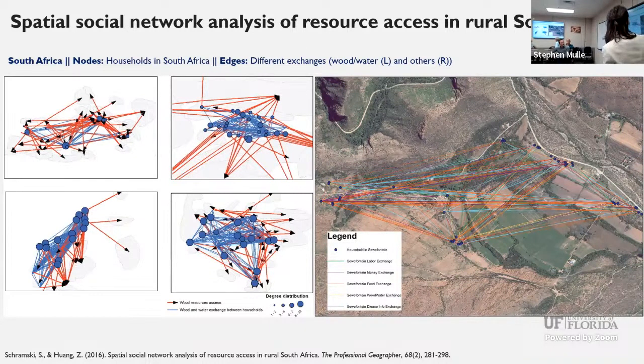And then when you map this, when you overlay this on top of an aerial image, you get to see a little bit more of the background here. We have a labor exchange, we have money exchange, food exchange, wood and water exchange, and then diverse info exchange. And what this map is showing, just at first glance, there's statistics behind it, is that the distance in crossing over this field and crossing over this area is not a barrier to interaction.